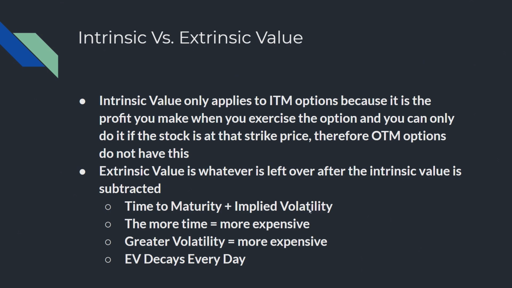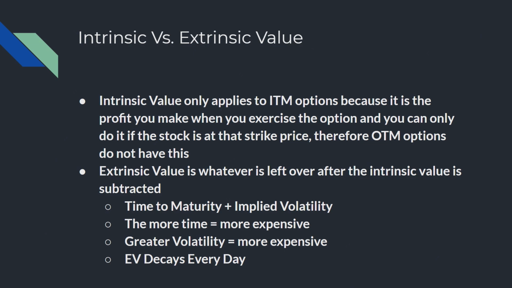So now we're going to talk about extrinsic versus intrinsic value. This is what the premium is made up of. This is how the premium is calculated. There's a whole formula, but we're just going to go over the basics of what it's made up of. So intrinsic value only applies to in the money options because it is the profit you make when you exercise the option, and you can only do it if the stock is at that strike price. Therefore, out of the money options do not have this.